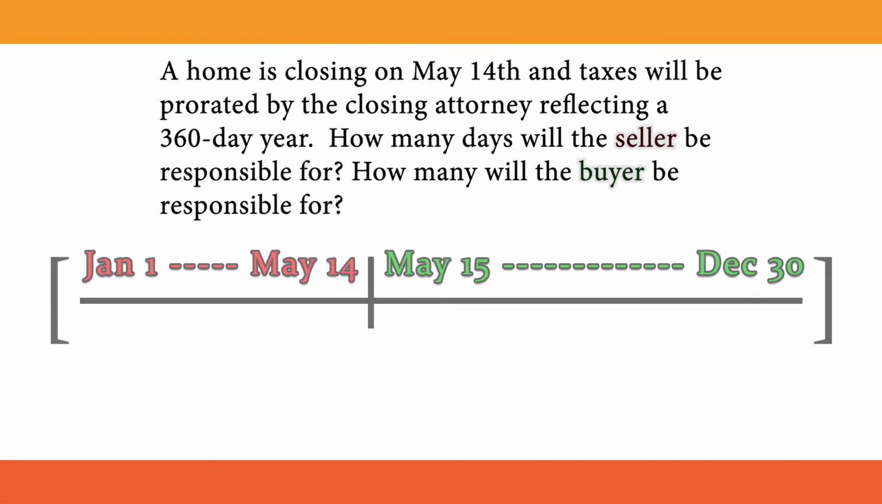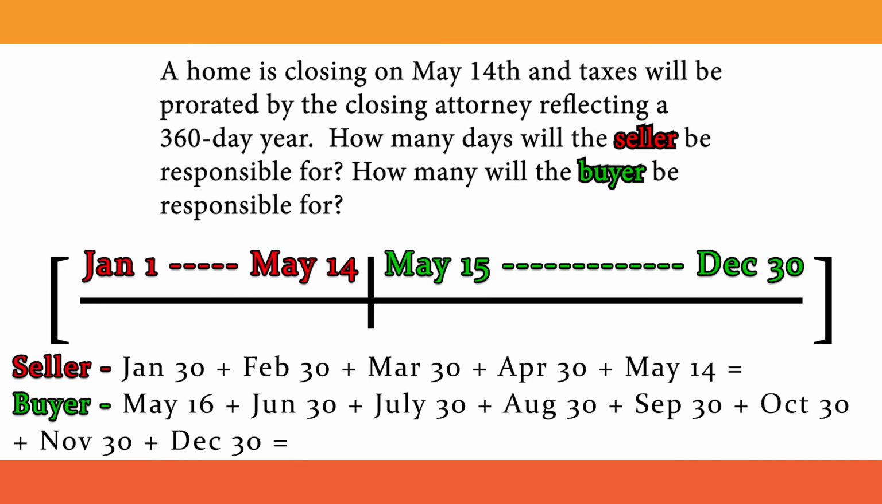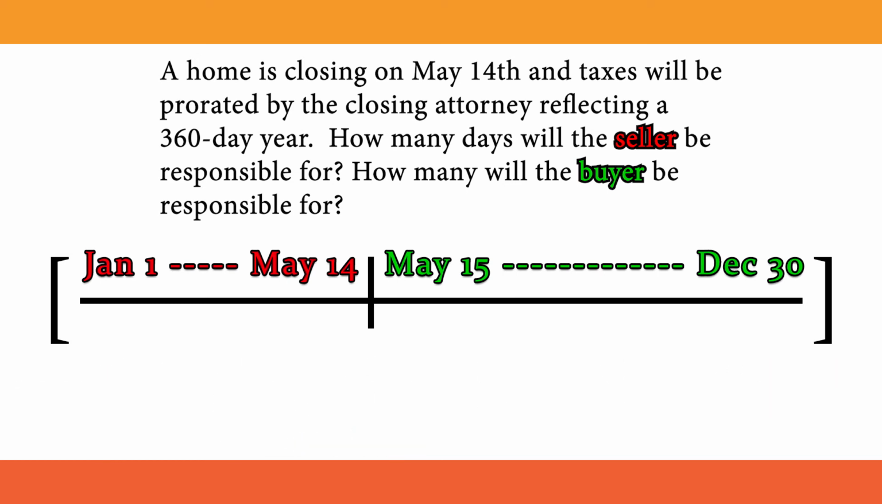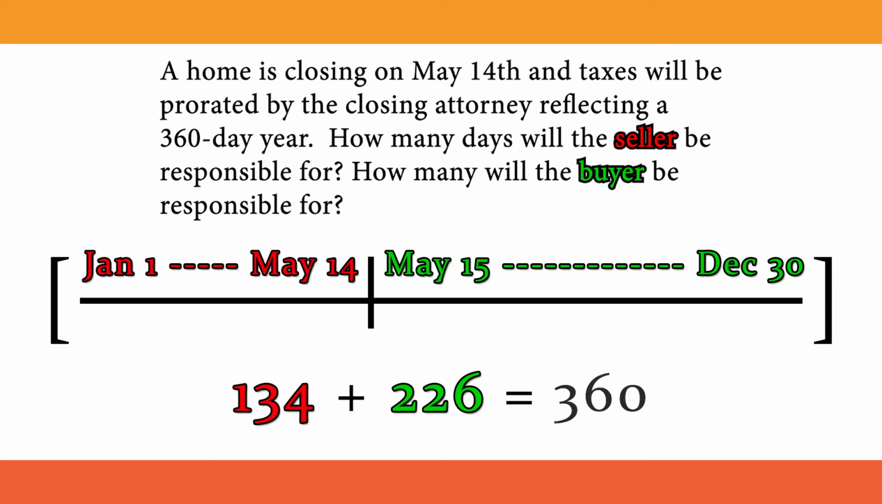The seller is responsible for January 1st through May 14th. With 360 days in a year and 30 days per month, the seller will need to pay for 134 days of taxes. The buyer is responsible for the remaining days, which is 226 days. You can double-check the total by adding these groups of days together. The seller's 134 days plus the buyer's 226 days equals 360 days.